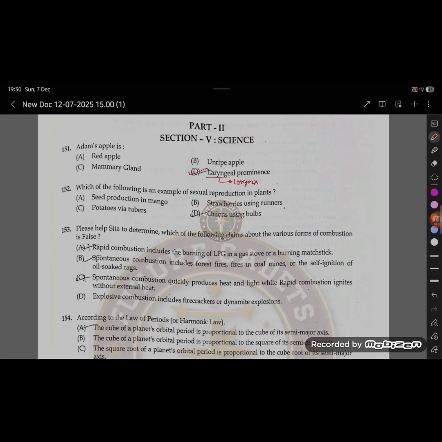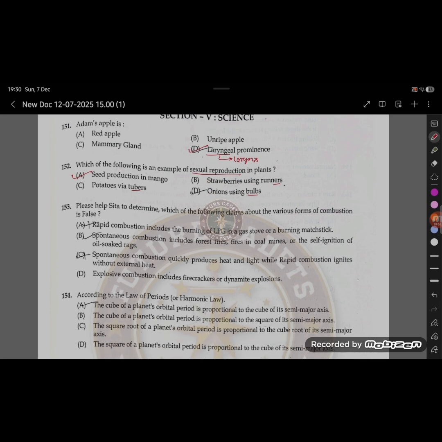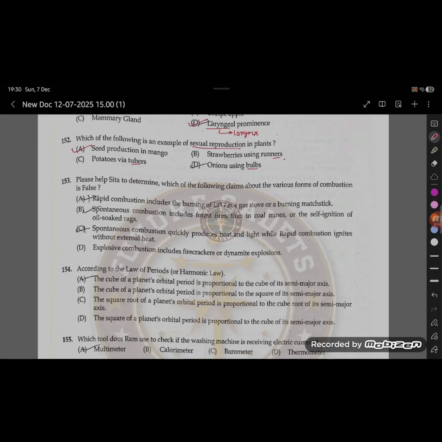Moving to the next question, 152nd. It asks what is the example of sexual reproduction in plants. Now we all know sexual reproduction is something that results in the production of seed, and hence seed production in mango is sexual reproduction. Runners, tubers, bulbs are all examples of asexual reproduction. There is no sexual reproduction involved.